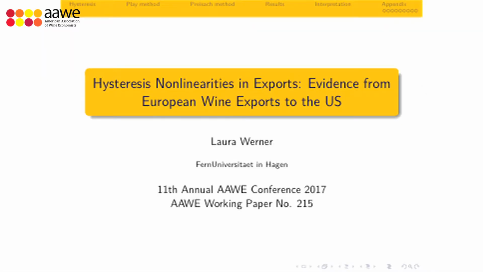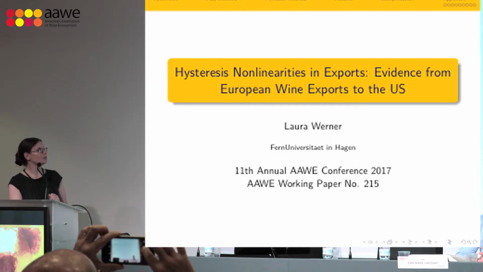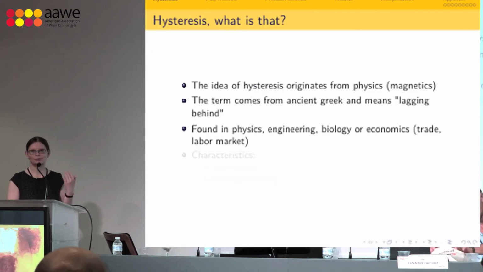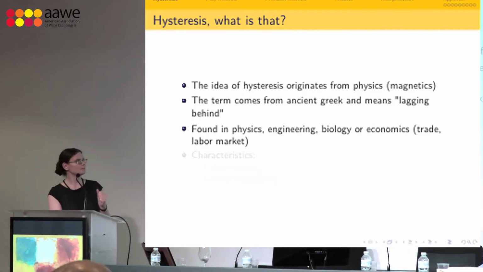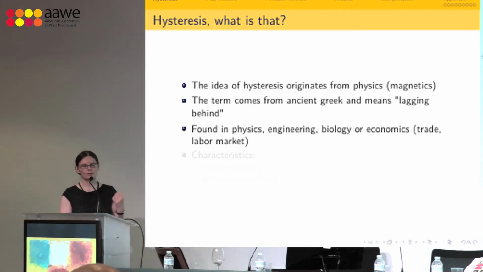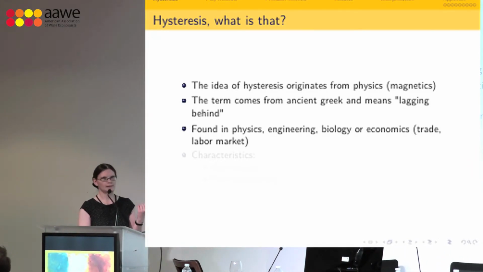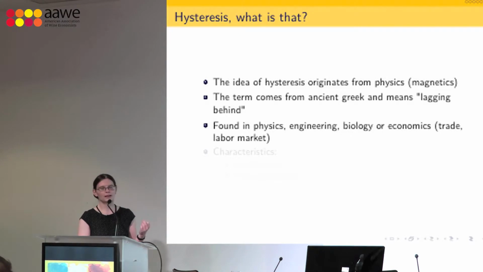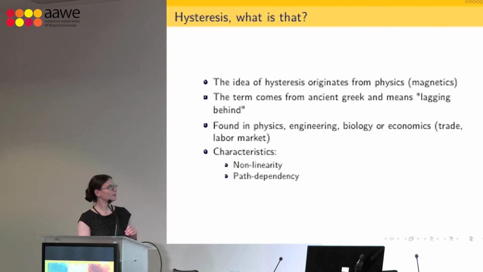So let's start with hysteresis, because it's a term not very known to all of you. The idea comes from physics, magnetics, but you find it in every science, let's say, so in engineering, biology, and in economics, especially in international trade and the labor market theory, but also, I recently learned, in migration theory. So it's everywhere. And characteristics of hysteresis are non-linearity and path dependency.